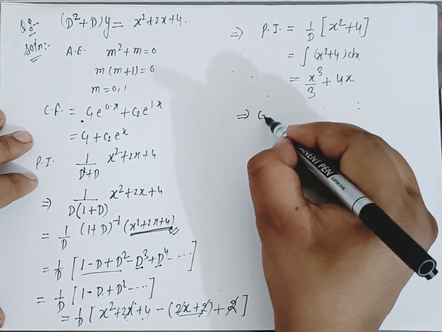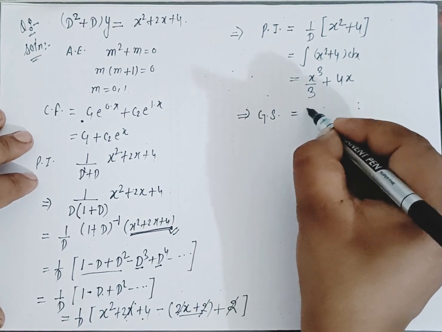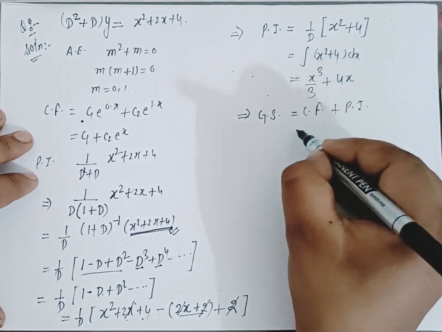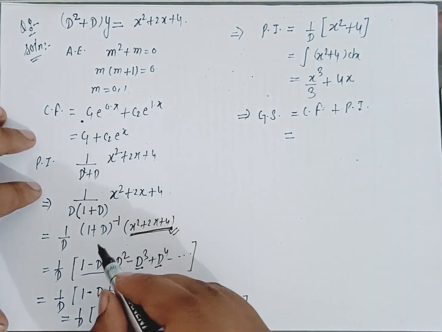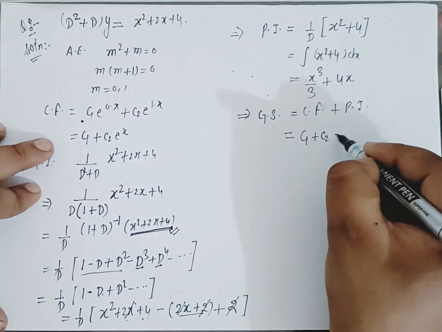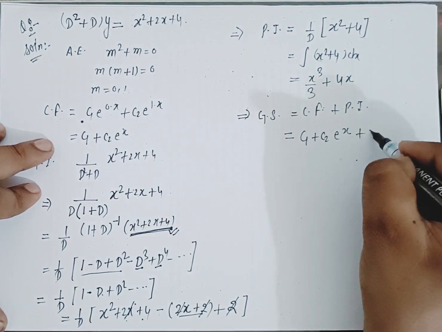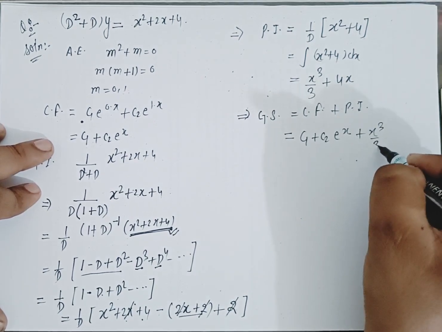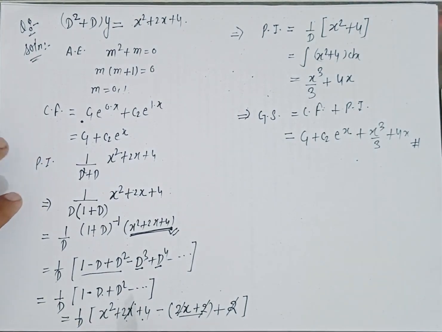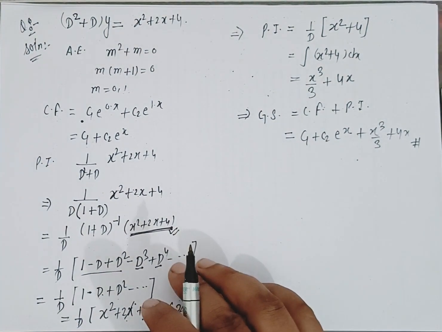So what about the general solution? The general solution will be written as the complementary function plus particular integral. So what about the complementary function? We have calculated here, that is c1 plus c2 e to the power x, and plus what about the PI, x to the power 3 upon 3 and then plus 4x, which is the required answer. Okay guys, we have very simple steps to follow, okay.